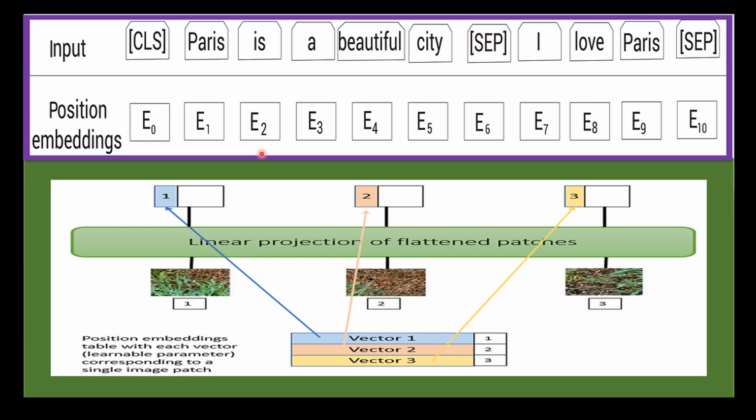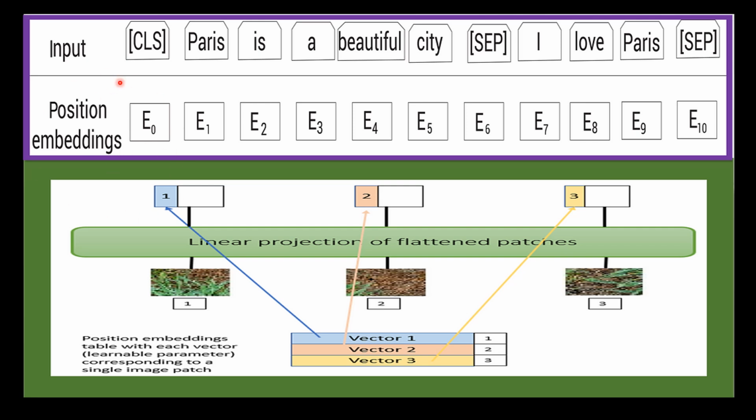Imagine a sentence like, "The quick brown fox jumps over the lazy dog." Here, each word in a sentence has a specific position. Now, positional embeddings are used to encode this positional information into the word embeddings, allowing the transformer model to learn from the order of words in the sentence.